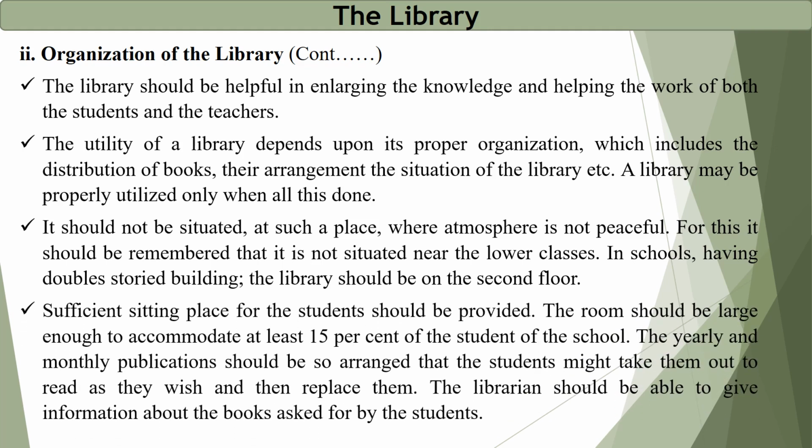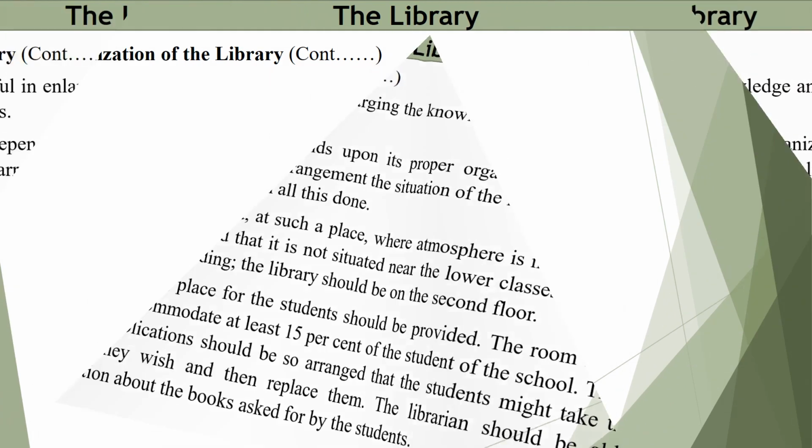Sufficient sitting place for the students should be provided. The room should be large enough to accommodate at least 15% of the students of the school. The yearly and monthly publications should be so arranged that the students might take them out to read as they wish and then replace them. The librarian should be able to give information about the books asked by the students.